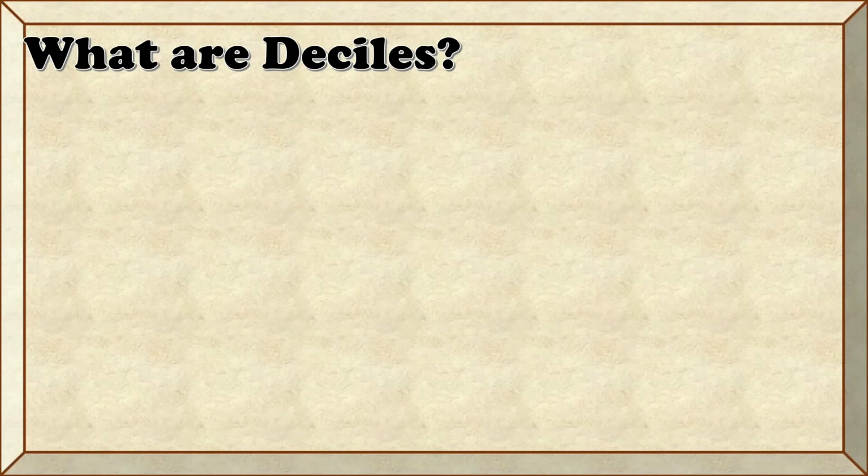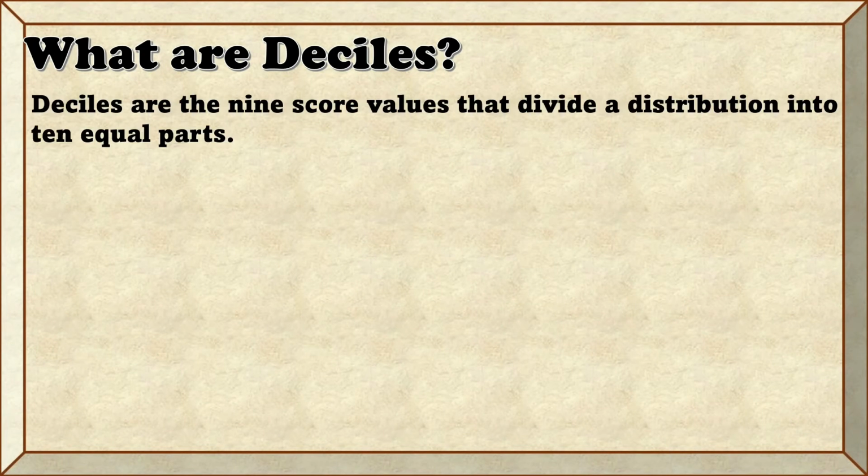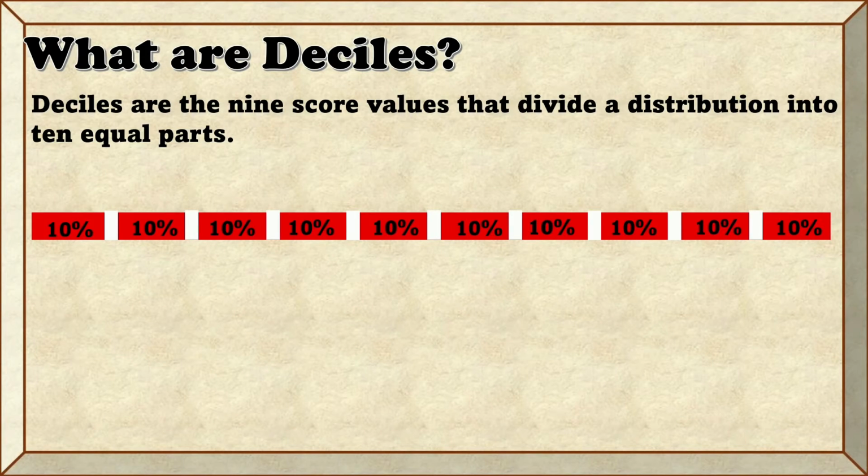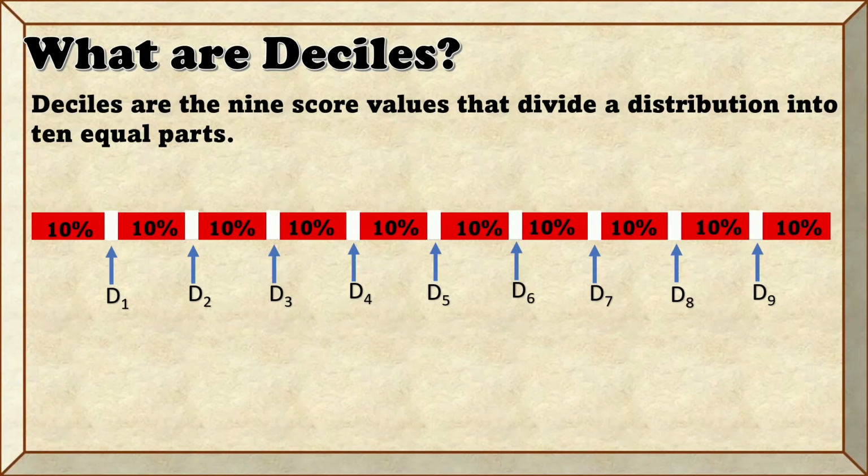Let us proceed to deciles. What are deciles? Deciles are the 9 score values that divide a distribution into 10 equal parts. They are 9 in number, namely, the first decile denoted as D sub 1, second decile denoted as D sub 2, third decile denoted as D sub 3, fourth decile denoted as D sub 4, up to the ninth decile denoted as D sub 9.